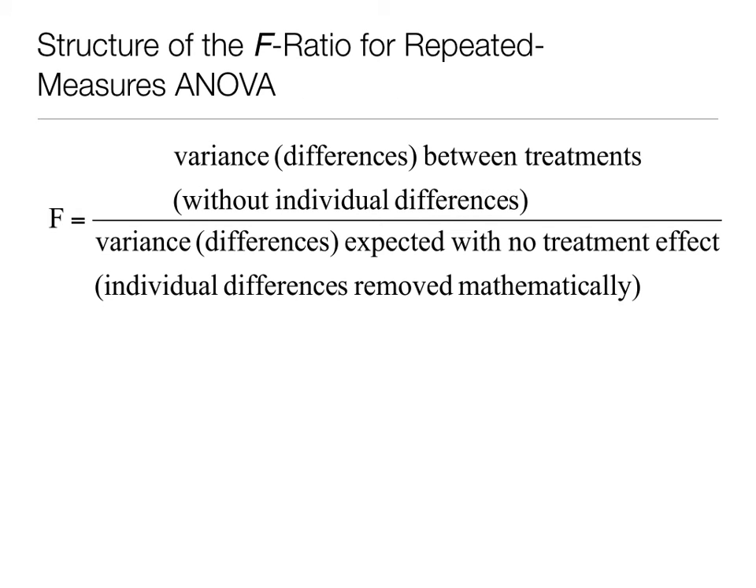So the structure of the F ratio for repeated measures is very, very similar to that of independent measures. The only difference is there's no individual difference in it. We don't have this. Again, this has been removed from the numerator by the design itself because it was never there. And we're going to have to statistically or mathematically remove it from the denominator, okay?